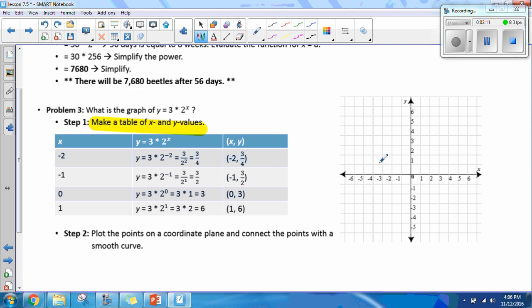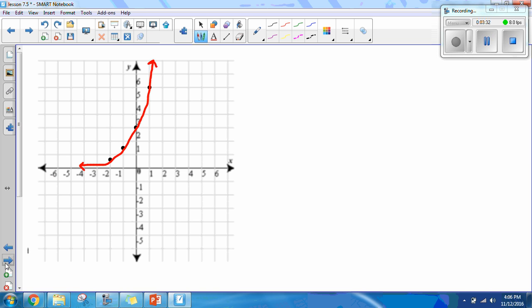So our first point is negative 2, 3/4. We have negative 1, 3 over 2, which is 1.5. We have 0, 3, and 1, 6. Notice that these points do not create a straight line, and if we were to connect it with a smooth curve, it would look something like this.